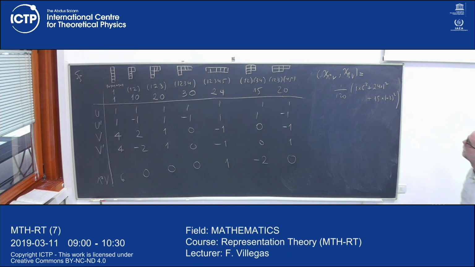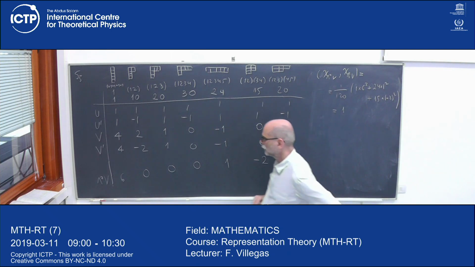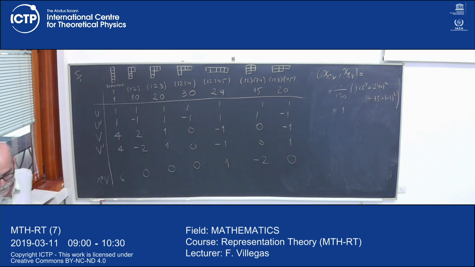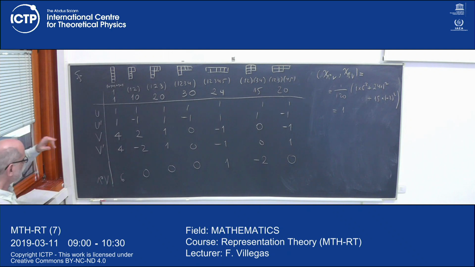And this should be 36 plus 24 is 60. 15 times 4 is 60. And 60 plus 60 is 120, so this is indeed 1. We know it has to be a multiple of 120, so if it's not very big, it has to be a multiple of 1. So this is indeed irreducible. What else? We're missing 2 representations.